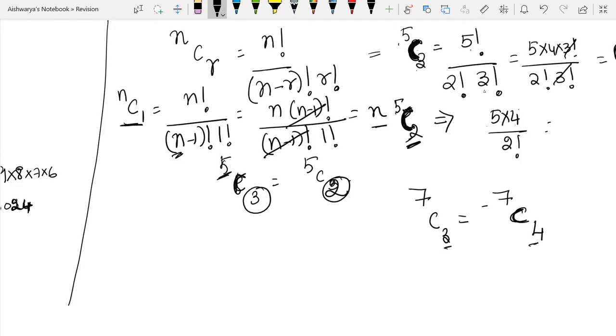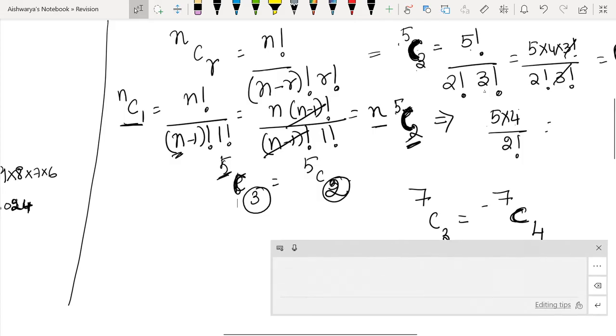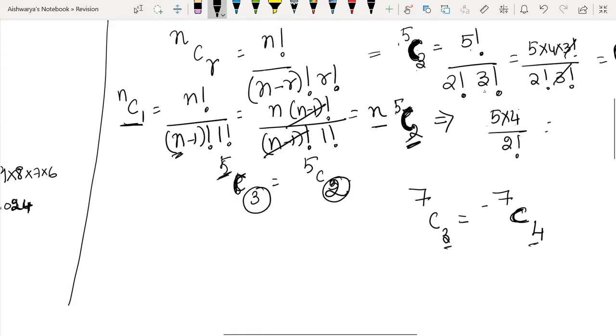You have n number of objects. From that you have to pick only one. Take a number, you have 5 objects with you. From the 5 objects you have to pick up only one object. In how many ways can you pick up one object? You can pick up any of the 5 objects. So therefore your answer becomes 5. Correct? So nC1 becomes n, that is why.